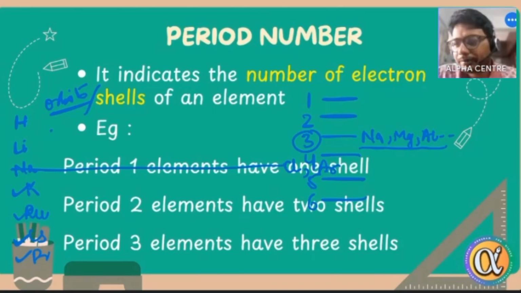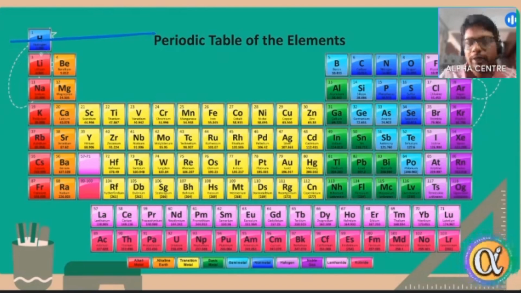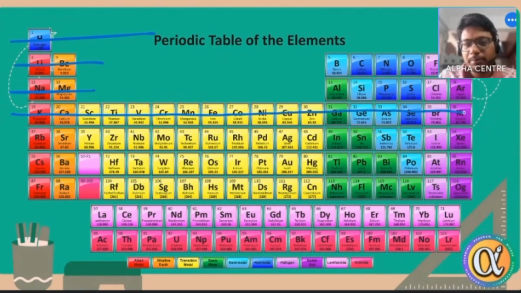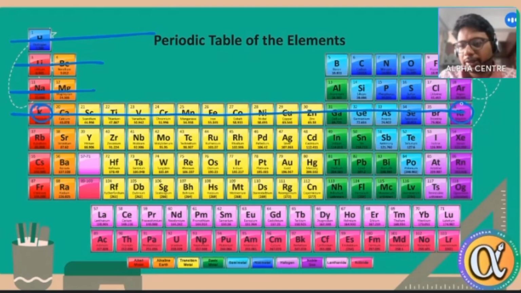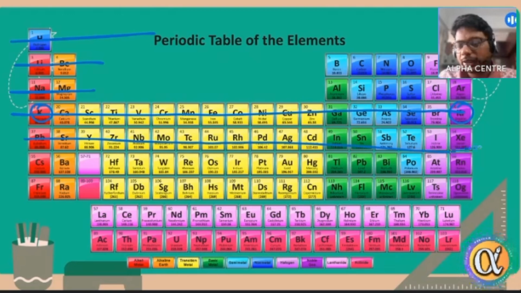Clear? For hydrogen, there is only one period. This is period 2. This is period 3. This is period 4. So every single element, starting from potassium till krypton, has only 4 cells. None of them has 5 cells. Rubidium till xenon, they all have 5 cells.